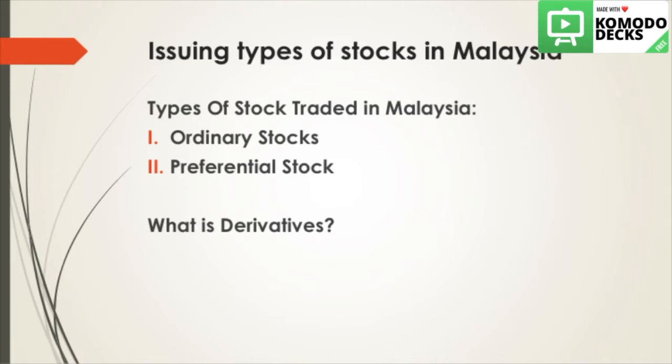For the types of stocks, there are two types which we can trade in Bursa Malaysia. One is ordinary stock and the other is preferential stock. For ordinary stock, we can buy a stock which practically owns a share of a particular company. That means you will be entitled to any profit that the company makes, where they will issue dividends at the end of each year.